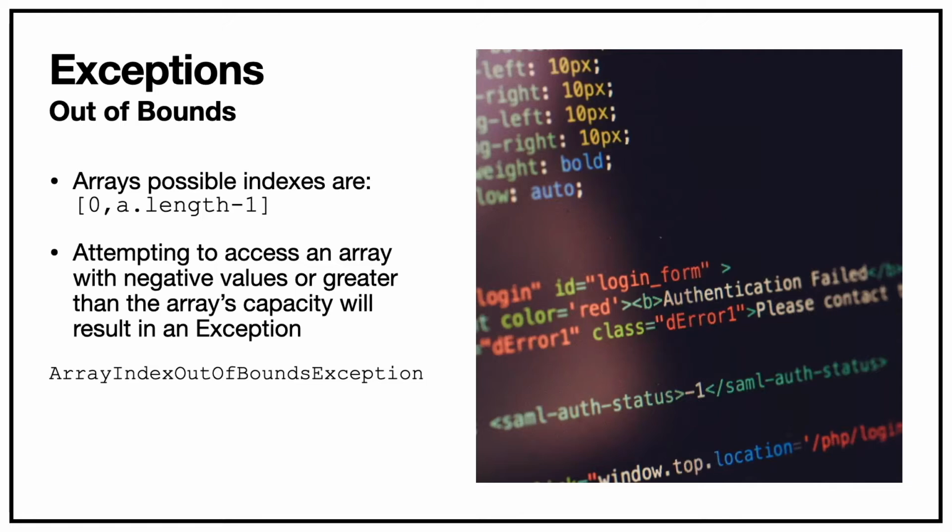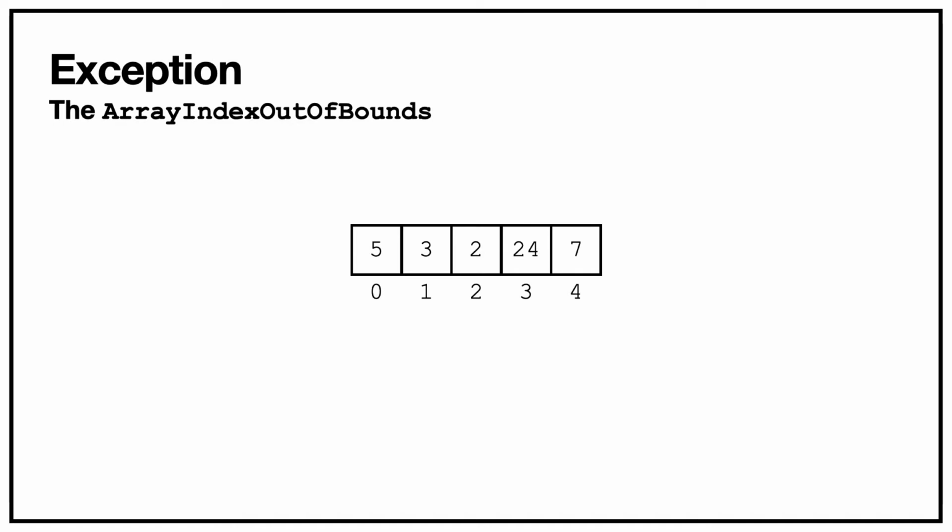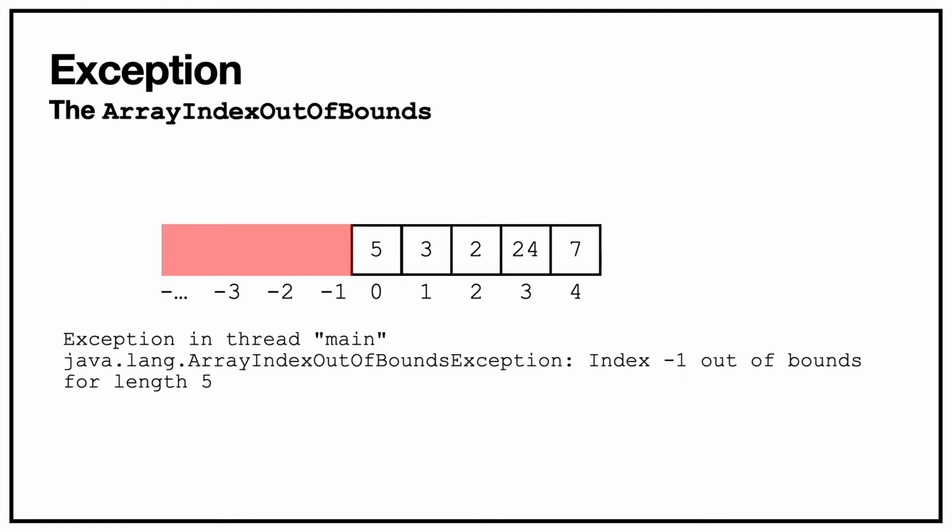So if you attempt to access data that is negative or greater than the current array's capacity, it will result in an array index out of bounds exception. An array index out of bounds is when you're trying to access values that are not in that range, from 0 to 4 in this particular example that we've been working with. For example, suppose that we want to access negative values in the array. This will give you java.lang.ArrayIndexOutOfBoundsException: index minus 1 or other negative value is out of bounds for length 5. This is to specify that there are only indices from 0 to 4 to access the values from this array.